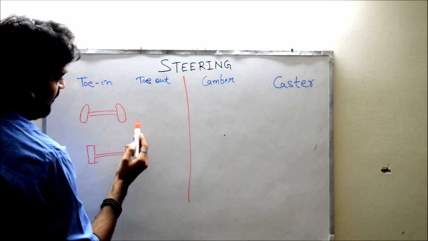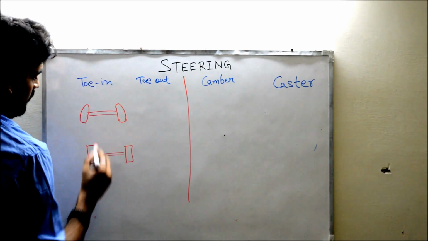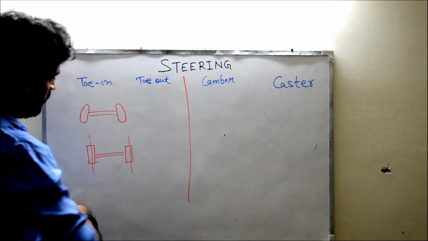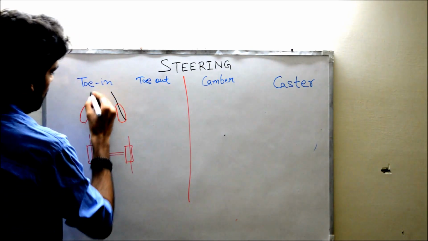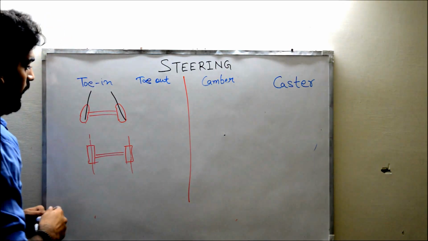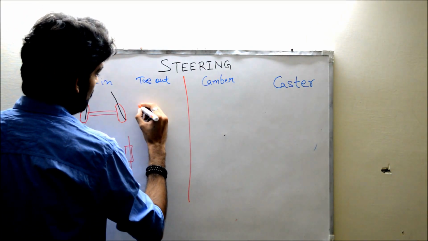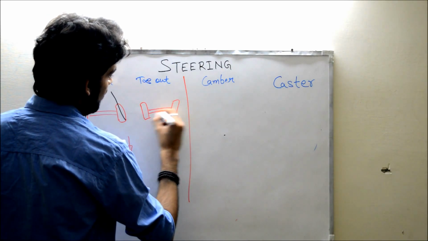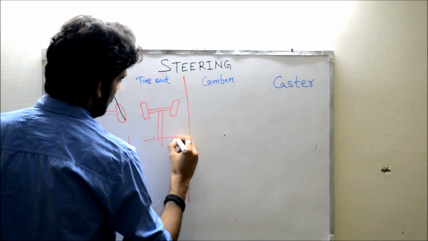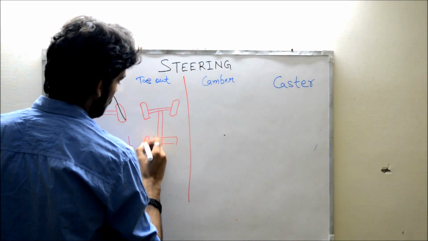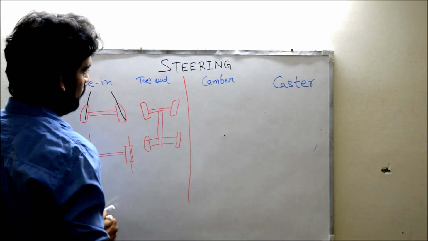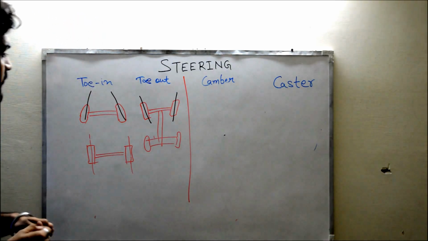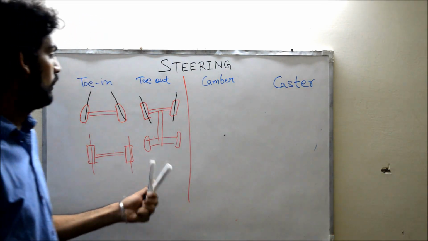The wheels are slightly inclined inwards and the rear wheels are straight. So this alignment is known as toe in, and in toe out it's just opposite. The wheels are slightly turned outside. This is known as toe in alignment and this is known as toe out.